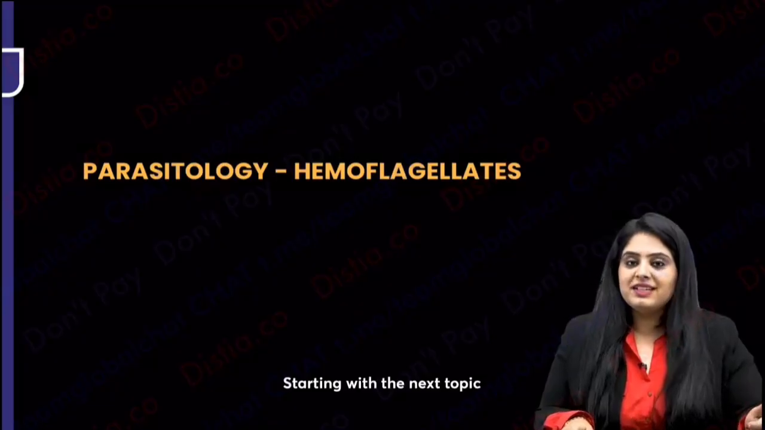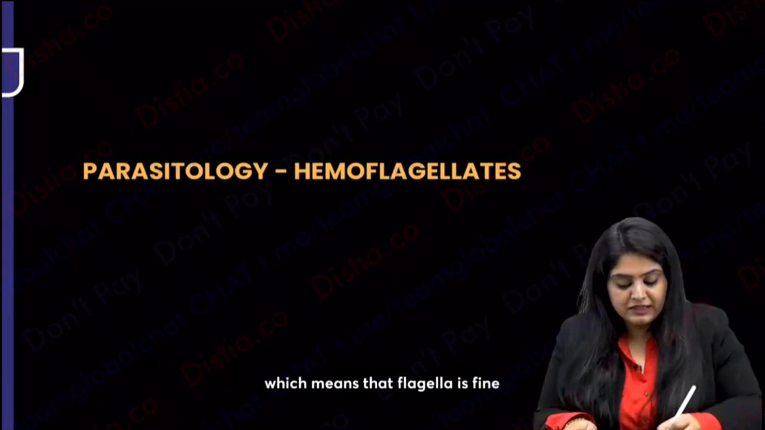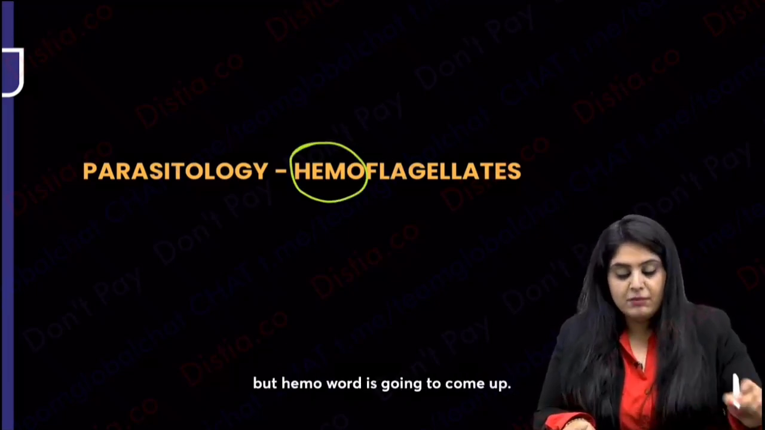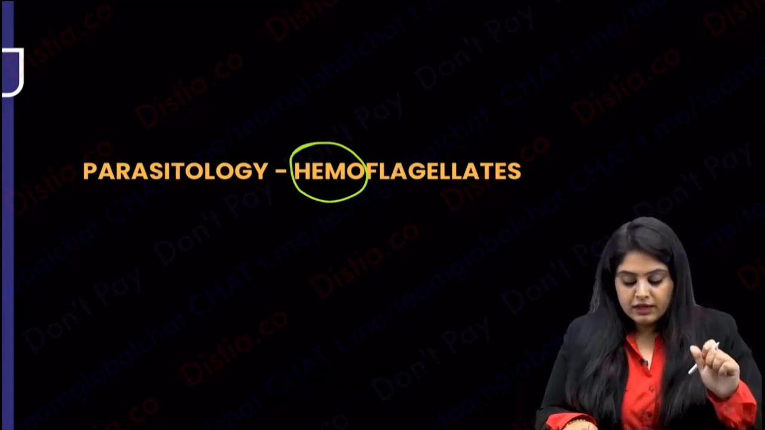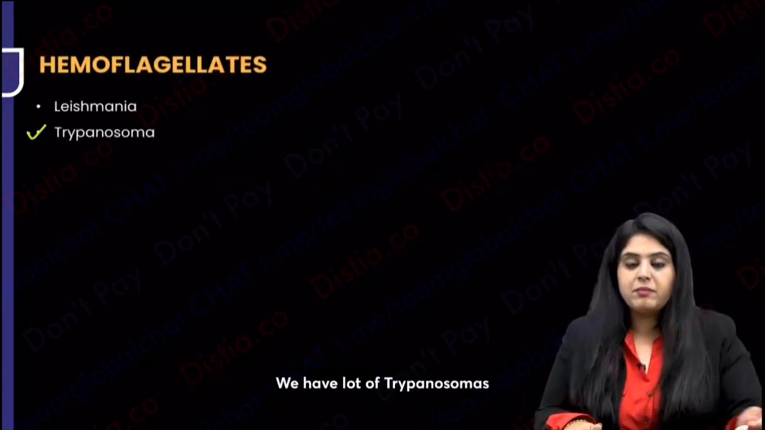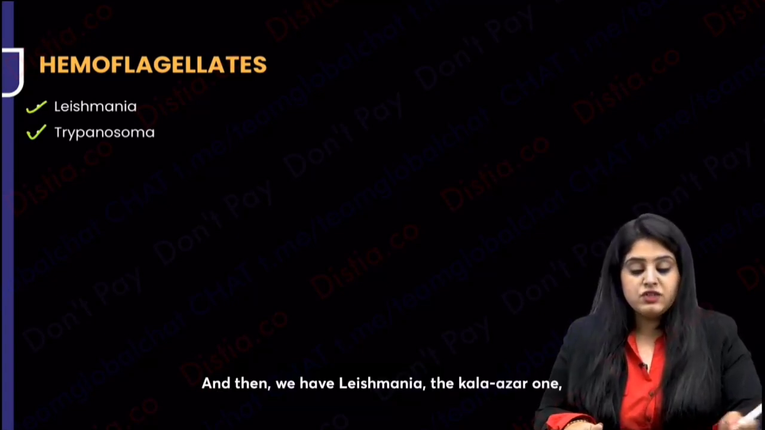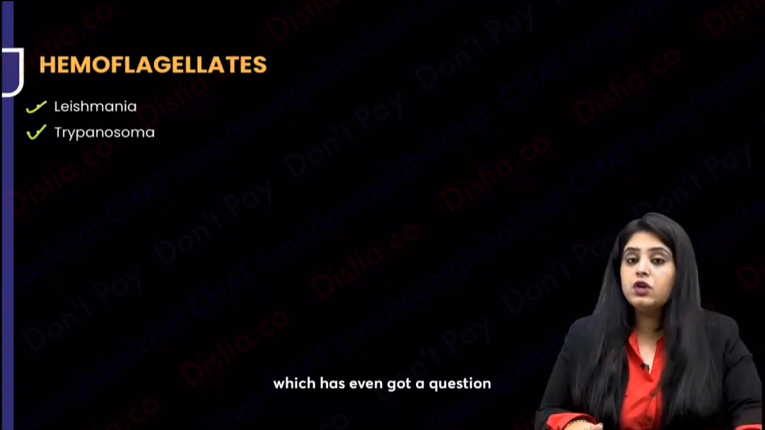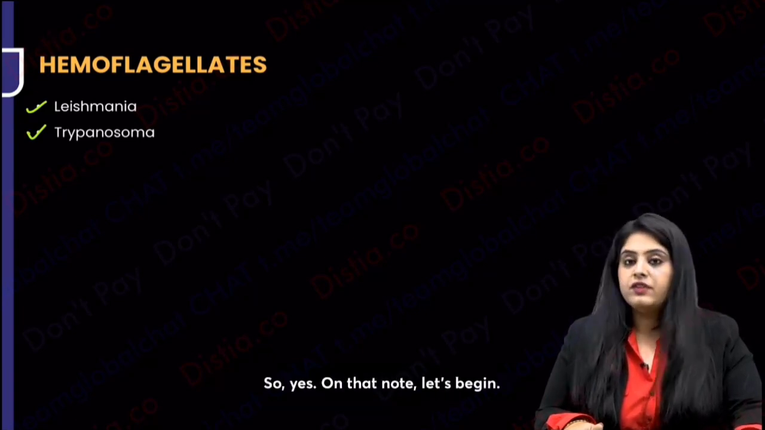Starting with the next topic, and those are the Haemoflagellates. So now we are coming on to the Haemoflagellates, which means that flagella is fine, but the hemo word is going to come up, meaning they're going to be somewhere in the blood and the tissues. And now what are the things that we have to cover under it? We have a lot of trypanosomas like Trypanosoma cruzi and brucei. And then we have Leishmania, the Kala Azar one, which has even got a question in the recent FMG and the NEET 2023. So yes, on that note, let's begin.